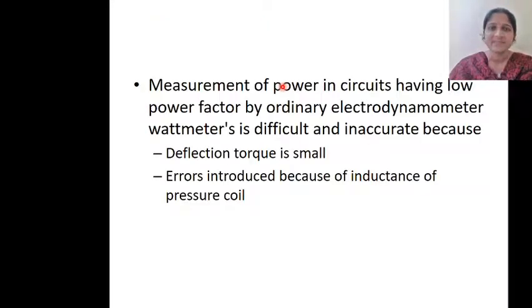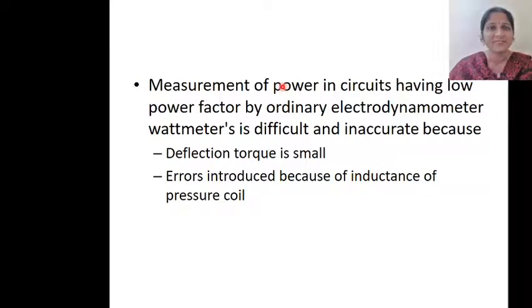So there will be two types of wattmeter which you have already observed in the laboratories. One is the LPF wattmeter, the other is the UPF wattmeter. LPF means low power factor wattmeter, UPF means unity power factor wattmeter. The unity power factor wattmeter is the wattmeter we have studied now.